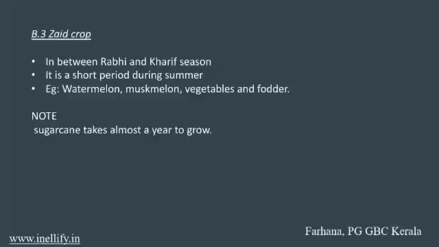And the last one is Zaid season. This season is in between Rabi and Kharif season, that is a very short period during summer. Watermelon, muskmelon, vegetables and fodder are some of the Zaid crops. Here we have to note that sugarcane is an annual crop, that is it takes almost a year to grow.